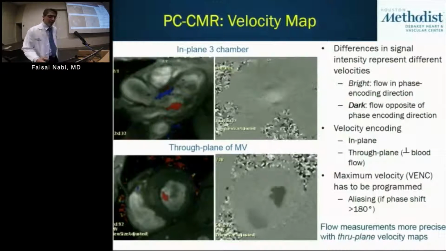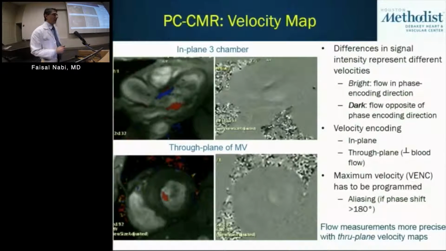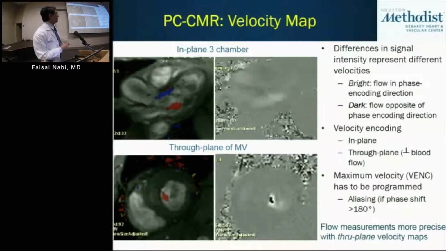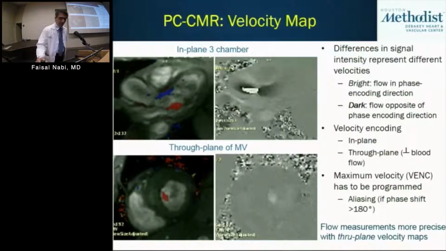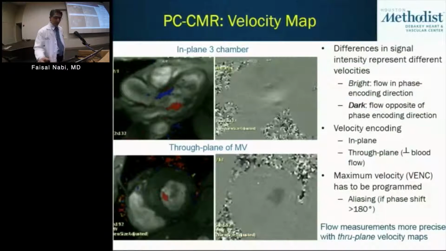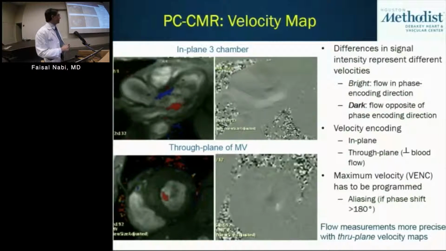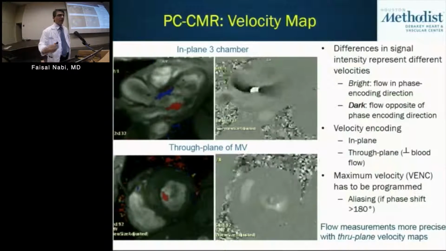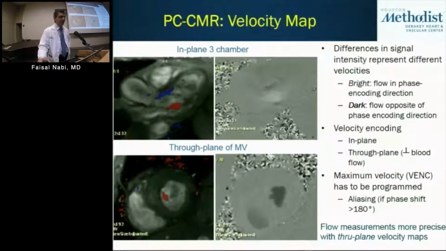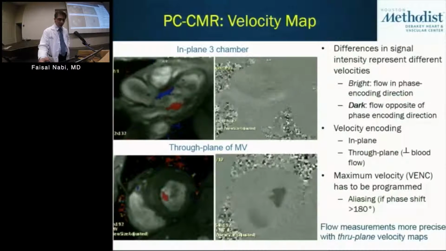We have two ways of examining flow on a velocity map. Either you can look at it in plane, or you can look at it through plane. For example, here is a through plane through the mitral valve. Instead of colors, this is actually a grayscale, where bright colors are in the direction of the phase encoding, whereas dark colors are in the direction opposite to phase encoding.